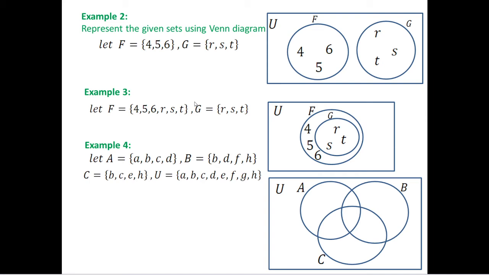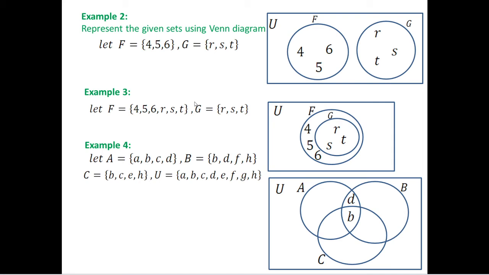And what is common between A, B, and C? It is the element B. Okay? So we put the B in the region which is common for the three sets. And then let's look at A and B. Sets A and B have common elements B and D. Okay? Since we already wrote the B, we just write the D, which is common between A and B.